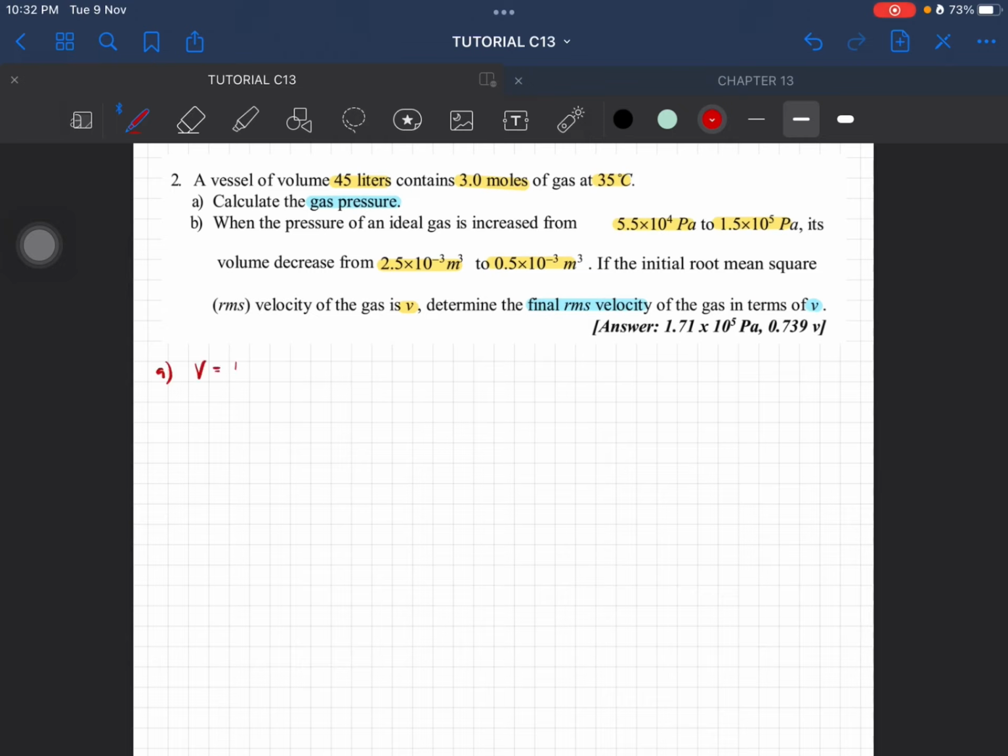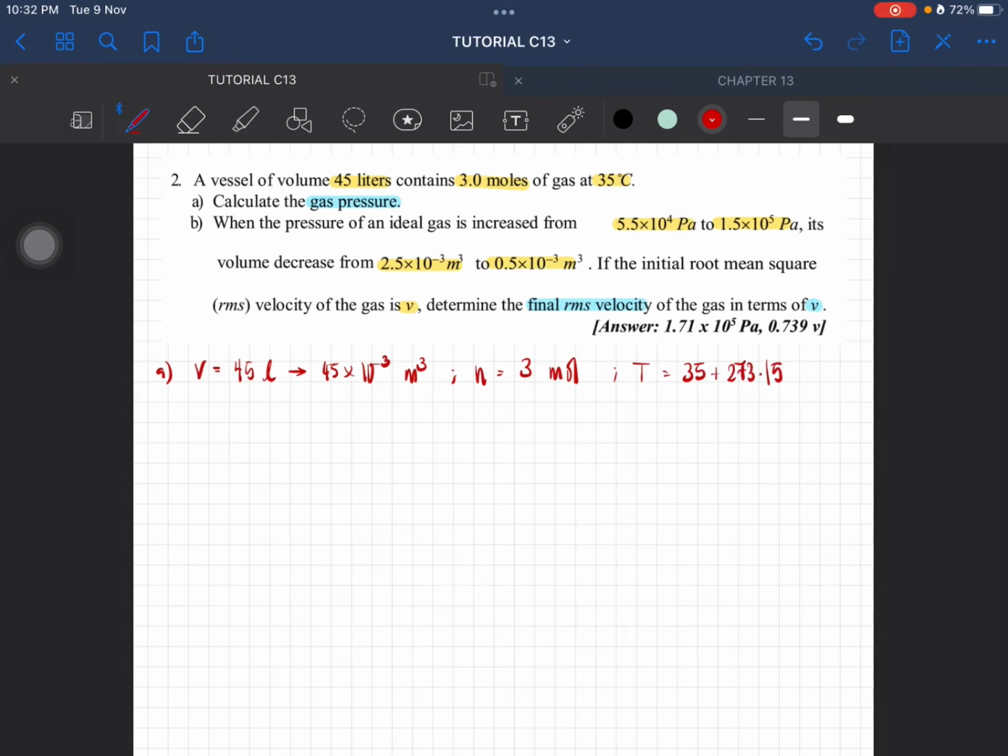So the volume given is 45 liters, and we convert 45 liters into what unit? Cubic meter, which is 45 times 10 to the power of negative 3. And then we have number of moles, which is 3 mole. And then we have the temperature. This should be in Kelvin.